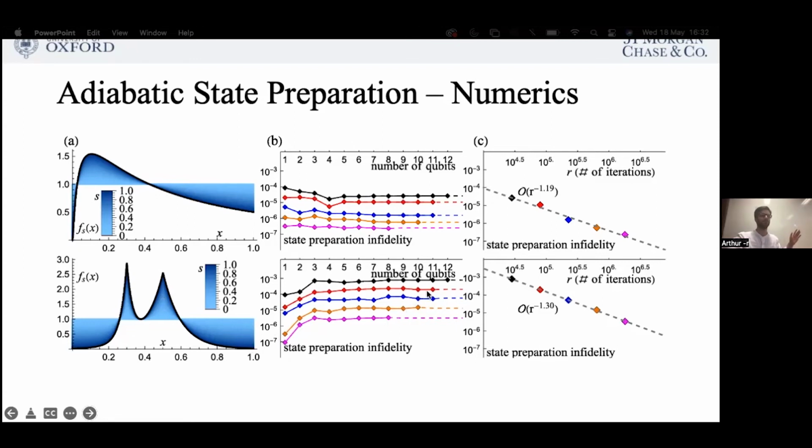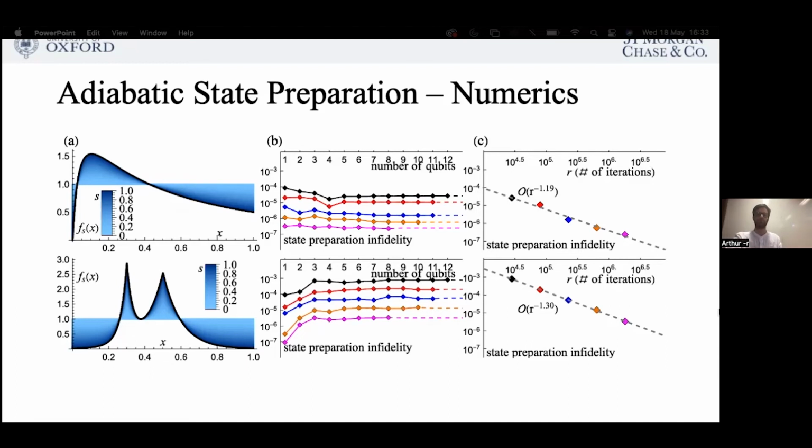The different colors correspond to different values of R. So as you go from black to red, you are performing more iterations R. In the panel on the right, for example, for black, you're doing something like 10 to the 4.5 iterations, and you get an error of 10 to the minus 4.5. Similarly for red, and so on. So this is showing that as you increase the number of iterations R, you arbitrarily suppress the error.